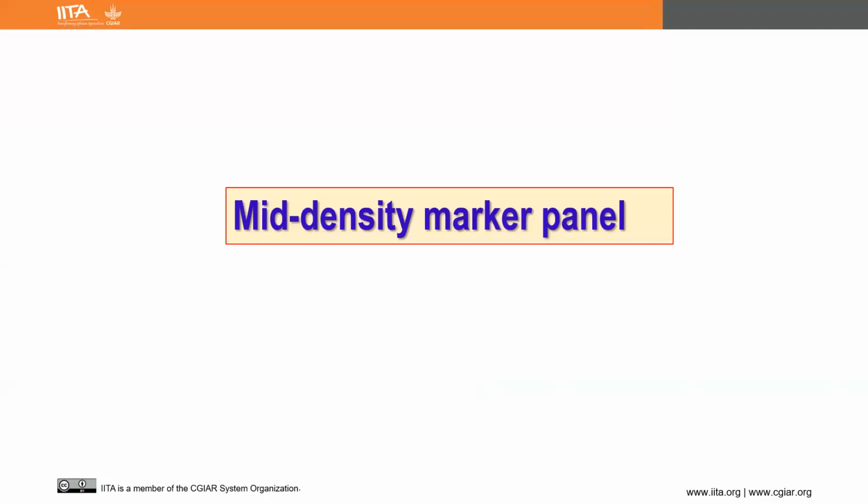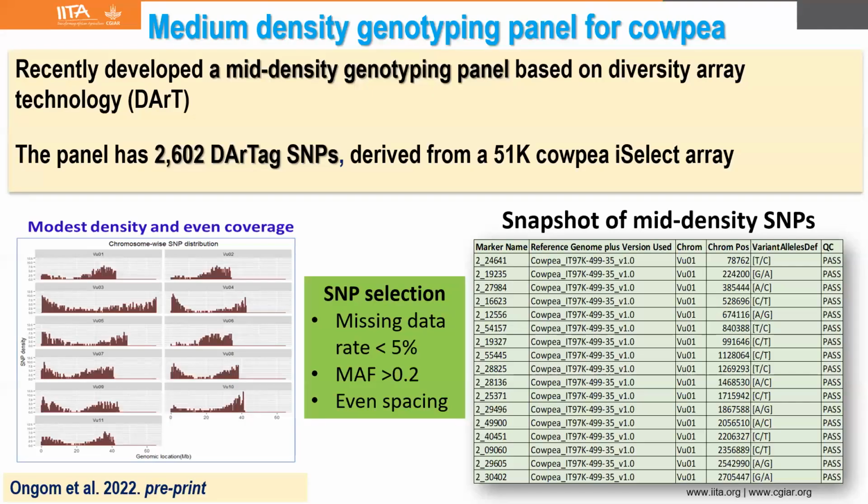The mid density marker panel, thanks to Dr. Tim, has already been given an elaborate explanation on how it was designed, and about those 2,600 DArT tag SNPs that were derived from the iSelect array. So what we did, we tried to test the performance of this mid-density panel under different scenarios.